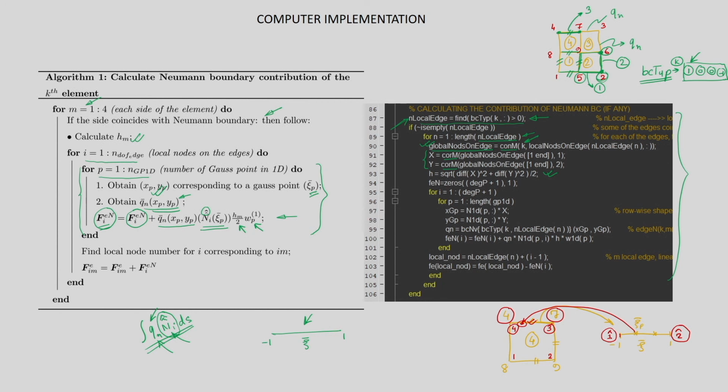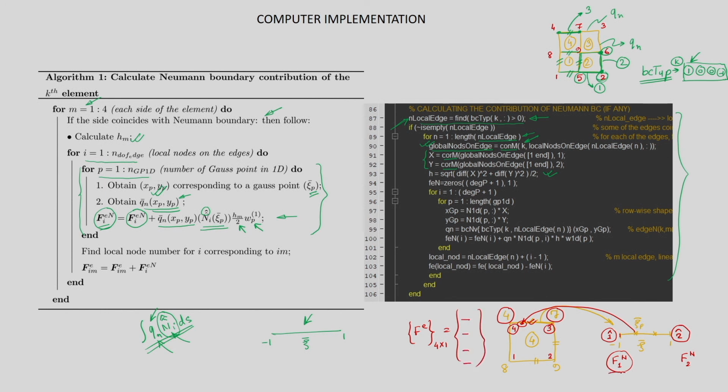Alright, now in order to add, in this case we are calculating F1n and F2n, but we have to add them to the local force vector, which is of size 4 by 1 in this case. Now in this case we have 4 entries: 1, 2, 3, 4.